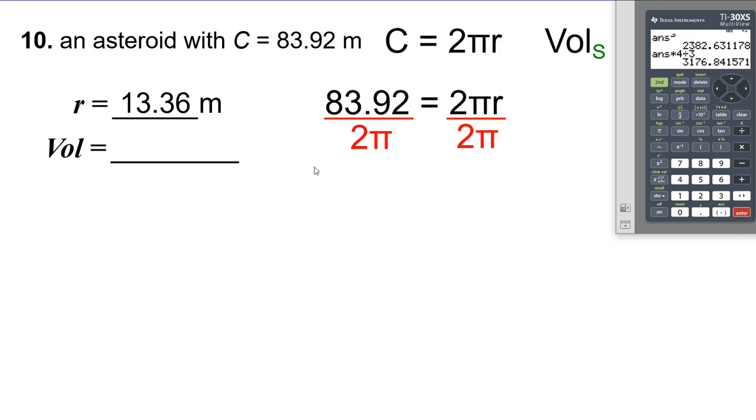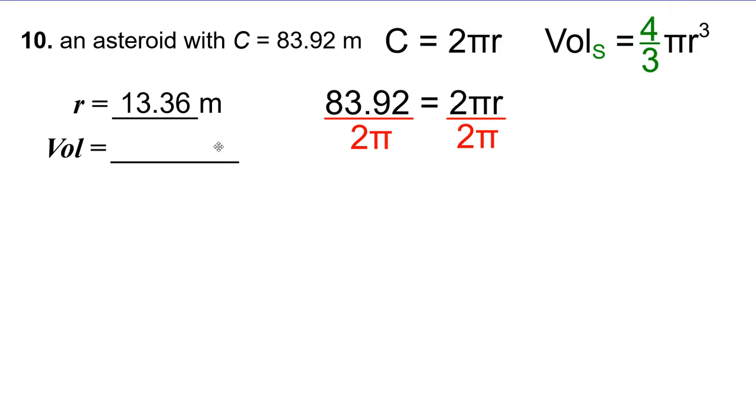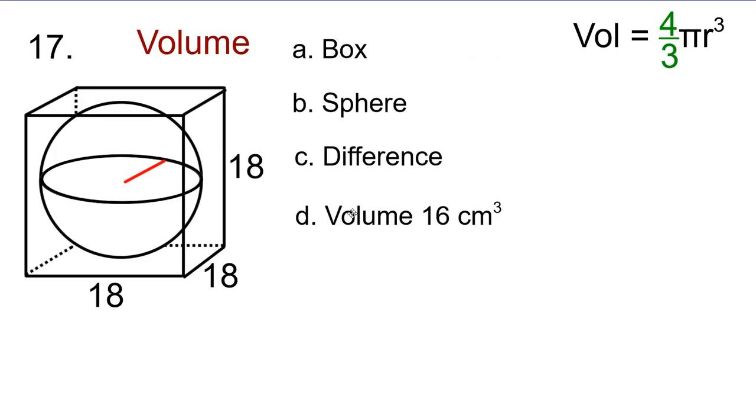Okay. And so our volume, and that's going to be in terms of pi still, is going to be 3,176.84 pi meters cubed. Okay. So simple process, just divide by 2 pi first to get the radius from the circumference, cube it, then multiply it by 4/3, and add the pi to your answer when you're done.